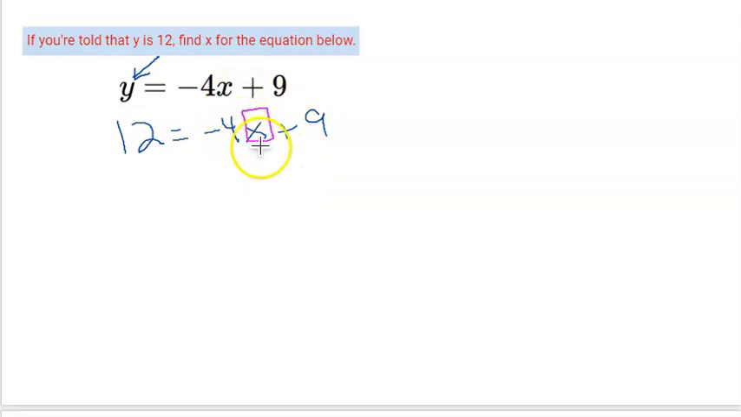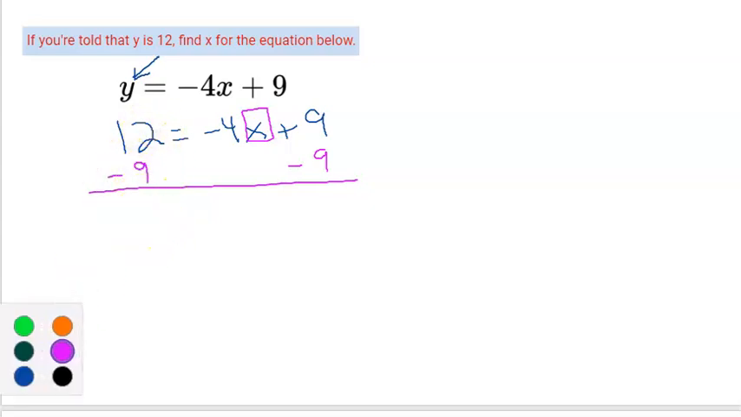So to do this, you want to get the variable, the x, by itself. You want to get rid of everything else on this side of the equation. So start from the thing farthest away from it. I see a 9, it's being added. The opposite of addition is subtraction. So I'm going to subtract 9, but what I do to one side of the equation, I have to do to the other side. 12 plus negative 9 or minus 9 gives me 3.